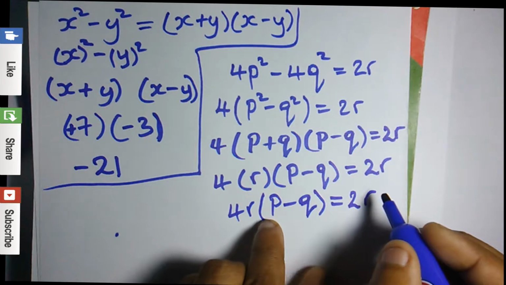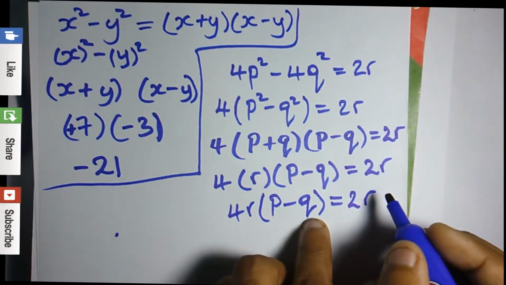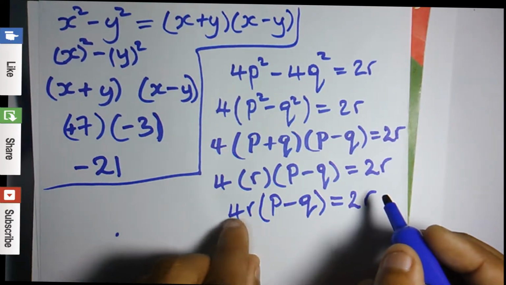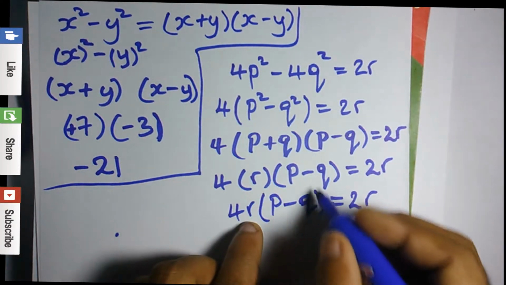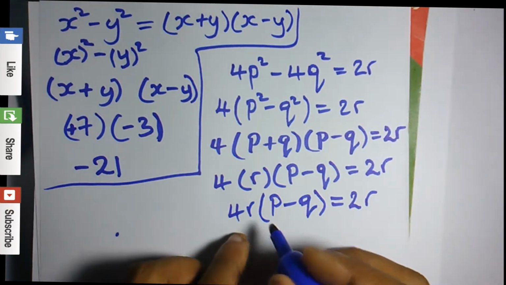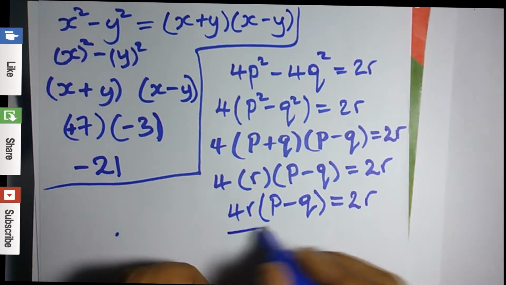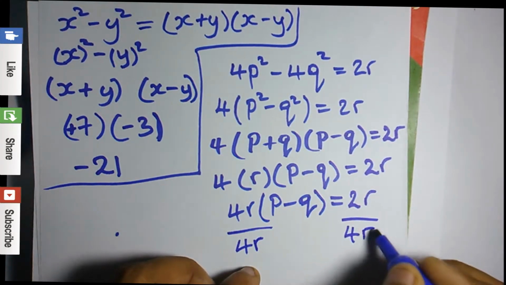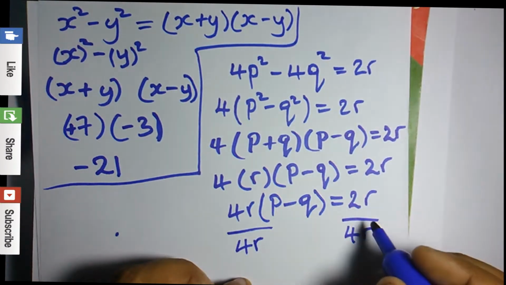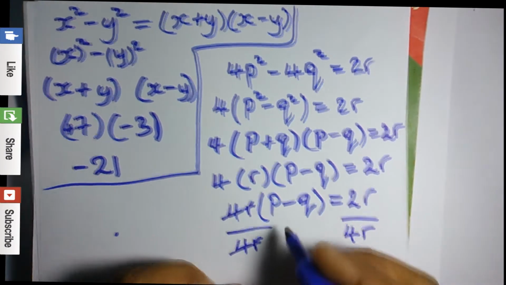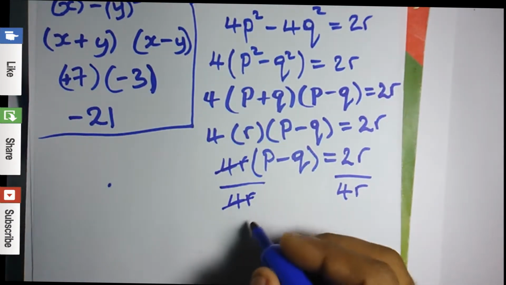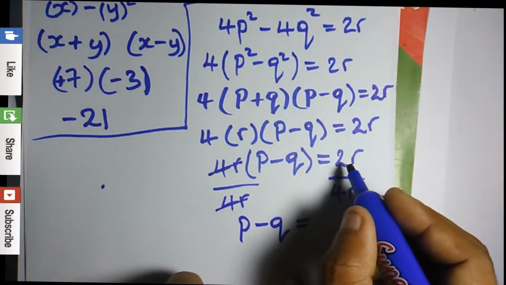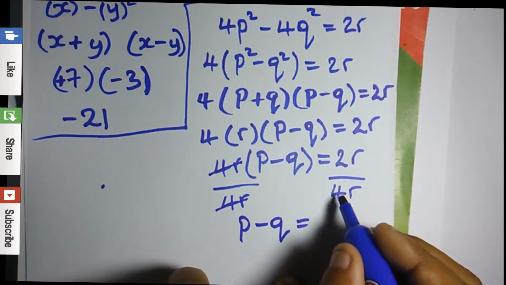Remember, we need to find the value of p minus q. So what we need to do, we need to get rid of this 4r. Right now the 4r is multiplied onto the p minus q. So what we can do, the opposite of multiplication is division. So I'm going to divide this side by 4r, and I'm going to divide this by 4r. Remember, anything I do on one side of an equation, I have to do it on the other side. So 4r cancels 4r, so we're left with, on the left hand side, p minus q, and on the right hand side we have what? 2r divided by what? 4r.